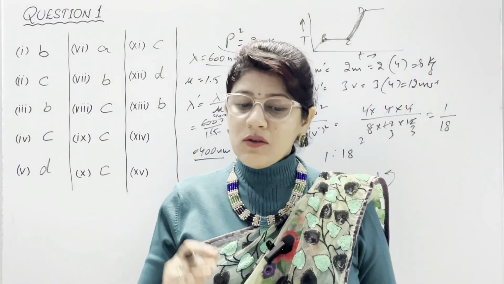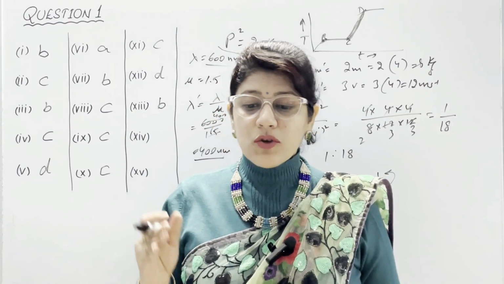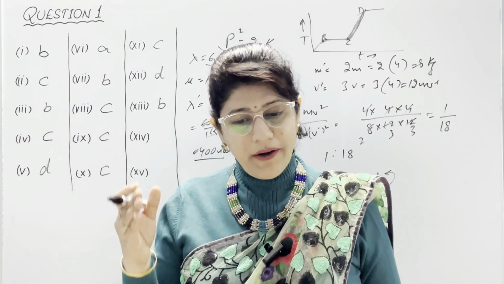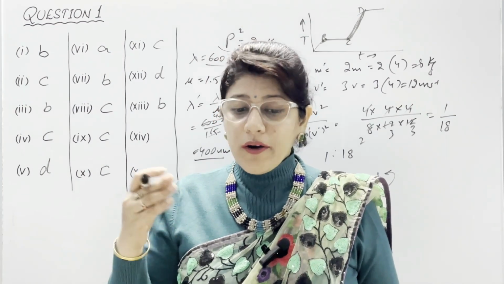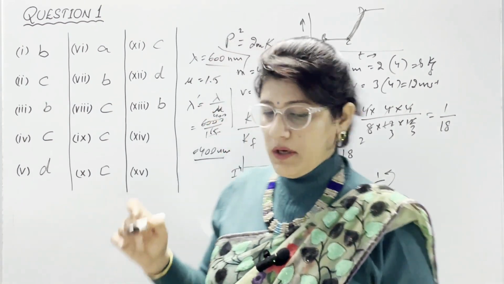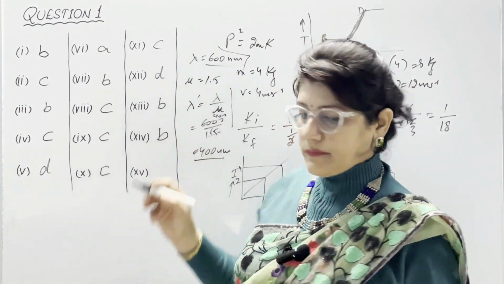14th part, ice on melting, wax on melting. Option A: expands and contracts. B: contracts and expands. Ice contracts on melting and wax expands on melting. This is our correct option, number B.